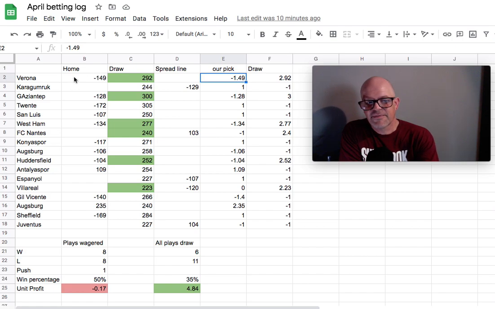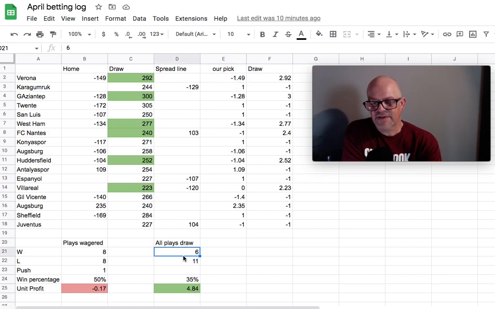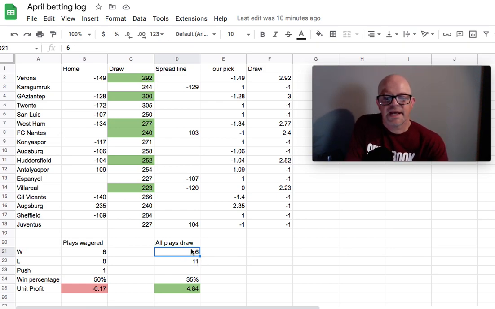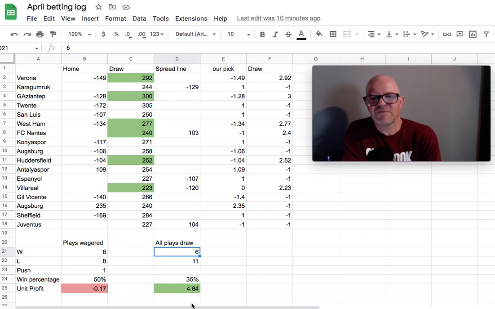If instead of handicapping it the traditional way that I currently do, what if we played every single match on the draw line? So if you look over here, this is actually what happened. So out of those 17 plays, we hit 6 draws. And so we had a win percentage of 35% and ended up profiting 4.84 if we would have played every single match on the draw line.